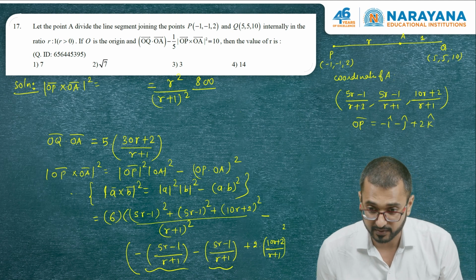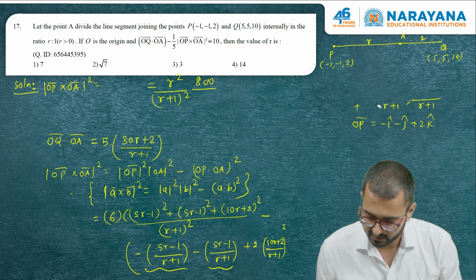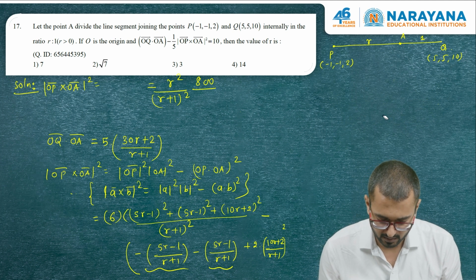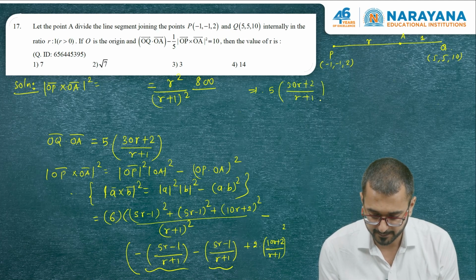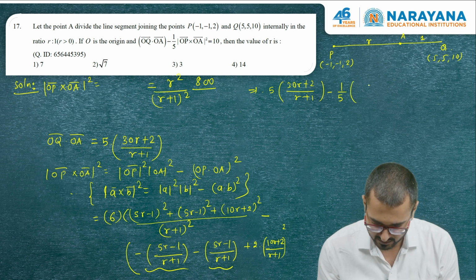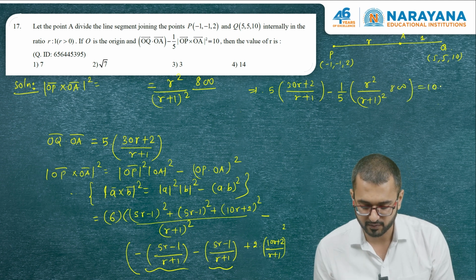And now we have to use the equation. So using the equation they have given, we'll write down all these values. So if I write down all the values, it will give me basically OQ dot OA is 5 times 30r plus 2 over r plus 1 minus 1 upon 5 into this thing is given to be r square by r plus 1 square into 800 is equal to 10. Now from here we have to find out r.